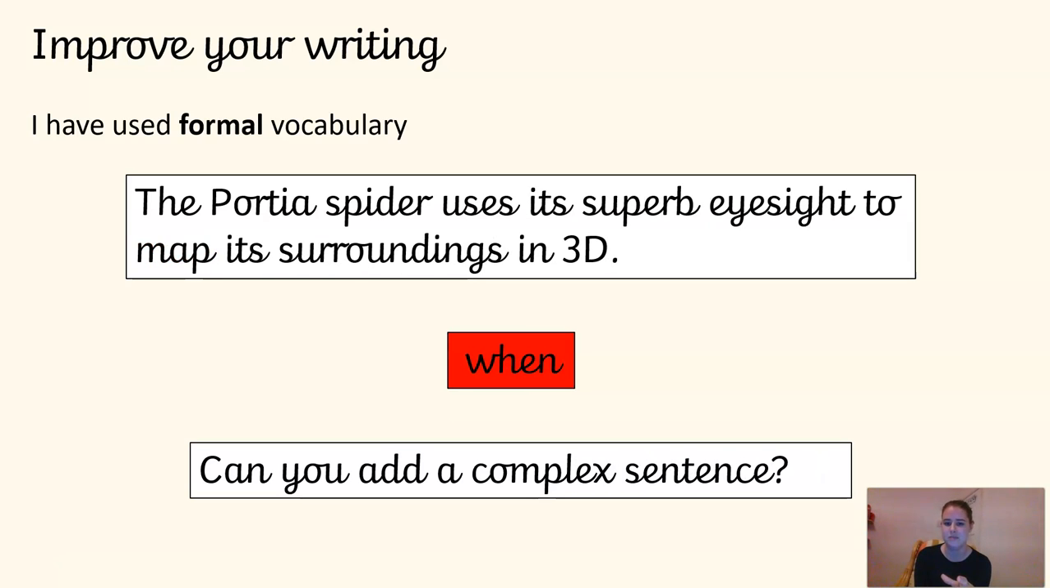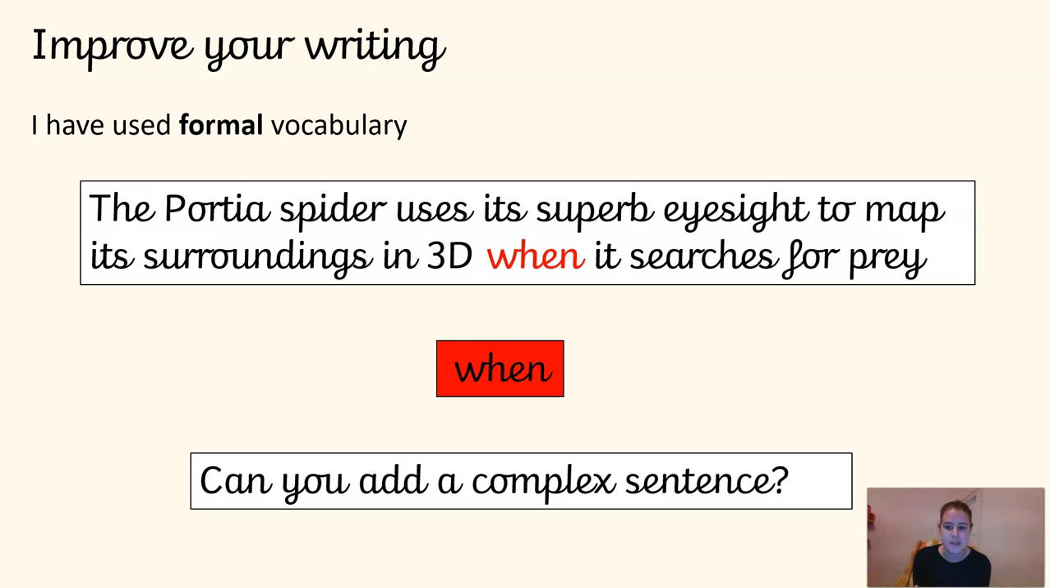Now let's see if we can now do a complex sentence. So if you've forgotten, a complex sentence is when we have a main clause and a subordinate clause. Okay, and we're going to use one of our subordinating conjunctions, when, to glue these 2 sentences together. So here's my sentence. The Portia spider uses its superb eyesight to map its surroundings in 3D. Pause the video. Can you come up with a complex sentence to add some additional information using the word when?